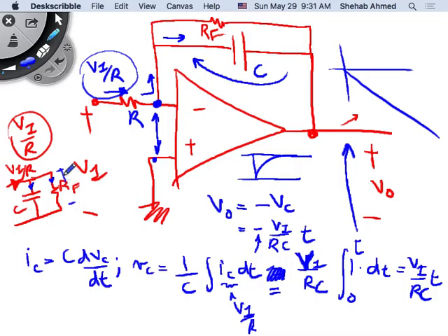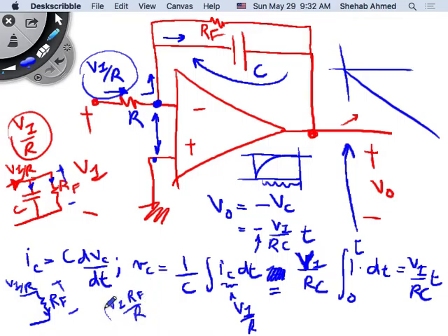Some V output, the voltage across this RF, equal to what? Equal to VI over R flowing in this RF. That is the final output voltage here, right? That's the final output voltage when? After many time constants. After many time constants, I will reach an output voltage equal to VI times RF over R. That's my final voltage after many time constants.